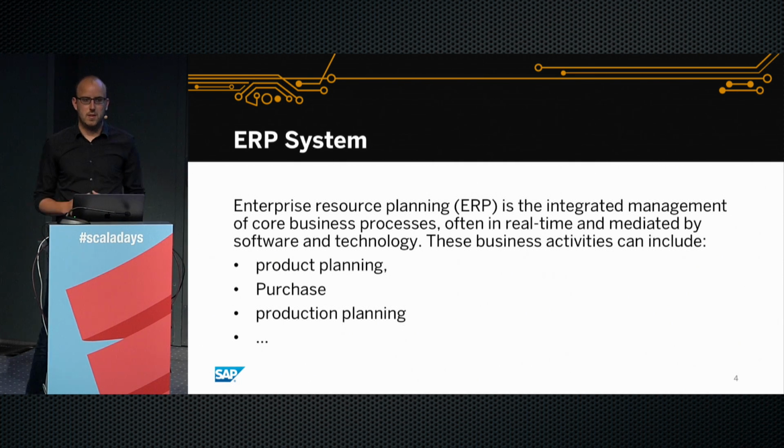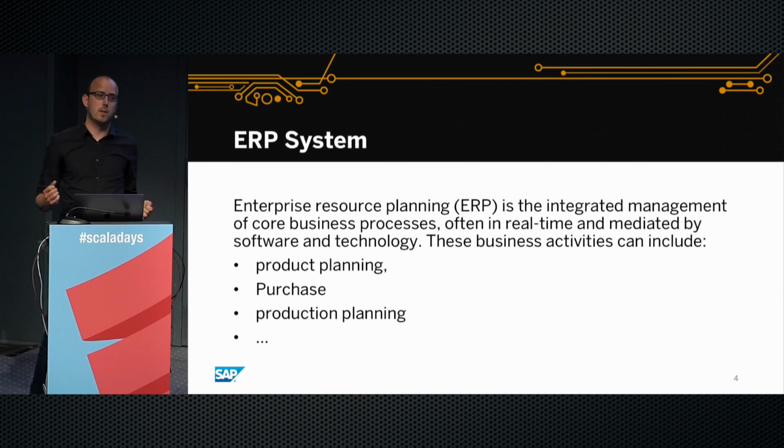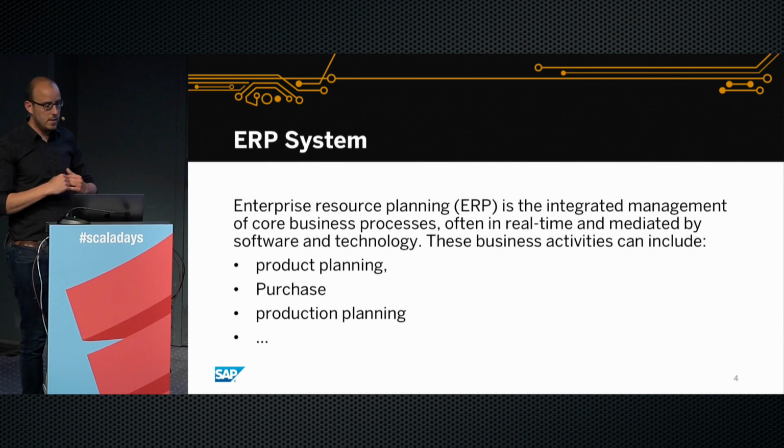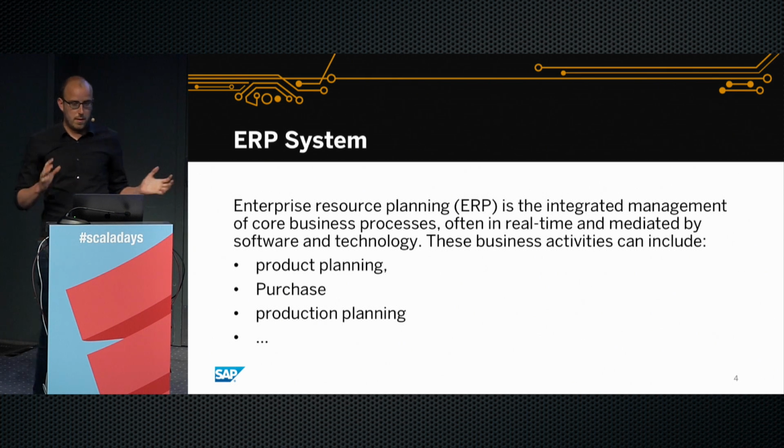So an ERP system is essentially a piece of software which manages all your business processes, which means whenever somebody in your company decides to buy something, he'll do that through the ERP system. He'll trigger a process to buy this thing. Whenever you send an invoice, you'll do that through the ERP system. So the ERP system is kind of responsible to keep track of all the things which are happening in your company.